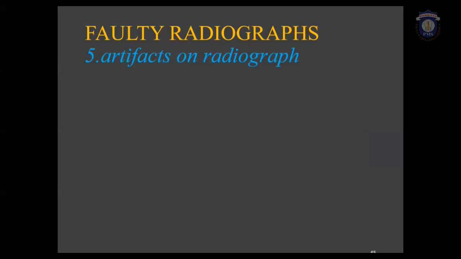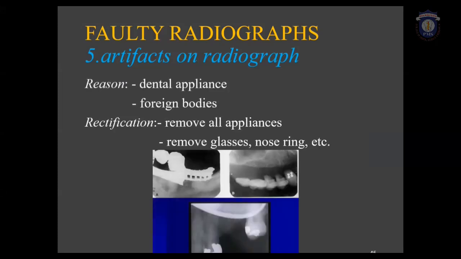The other artifacts that can cause a faulty radiograph. Primarily, when there is a dental appliance or foreign bodies. Dental appliances should be removed whenever they can be removed. Prior to taking a radiograph, ensure that the patient has removed his or her glasses, nose rings, or any other objects that can give an artifact.